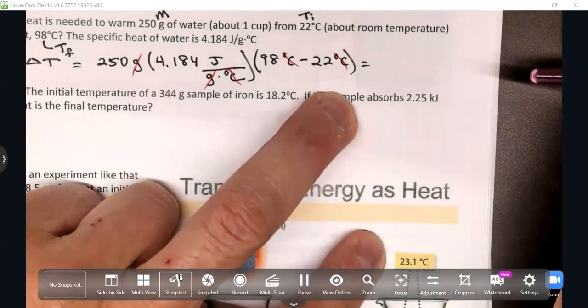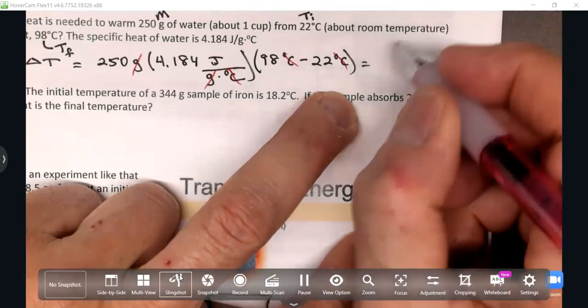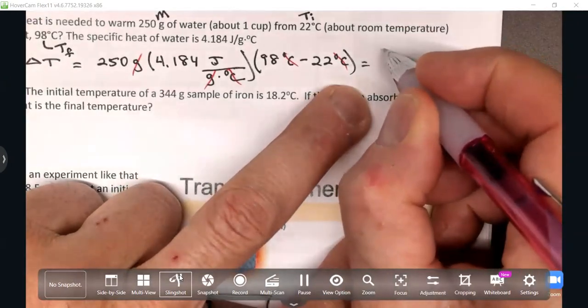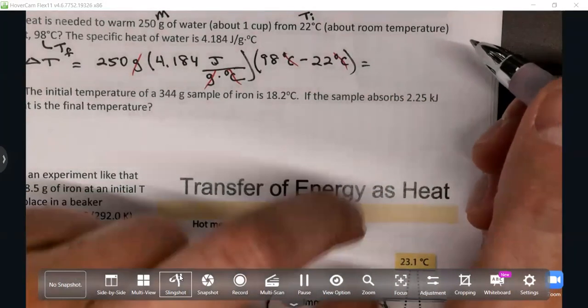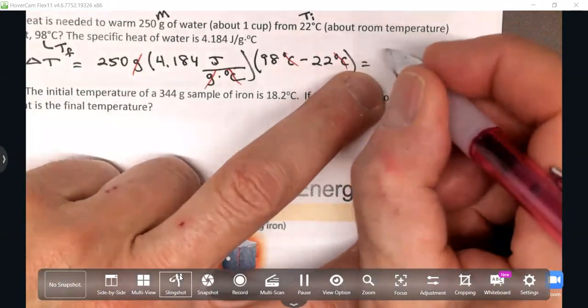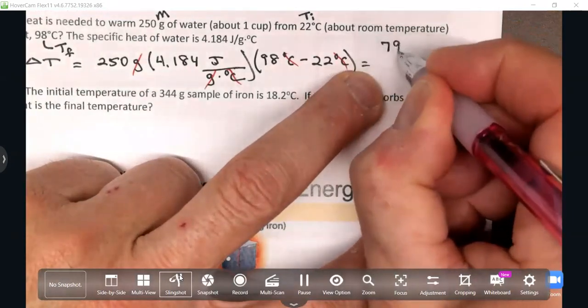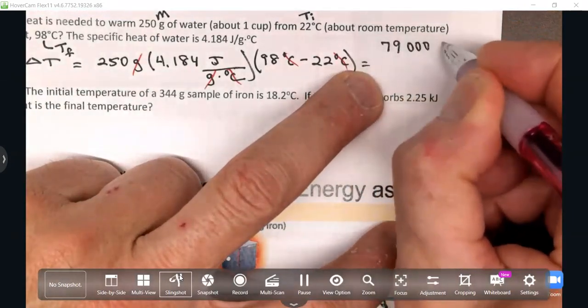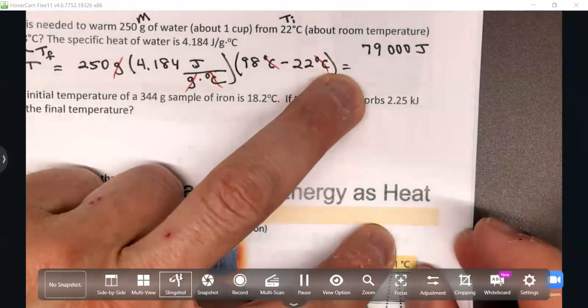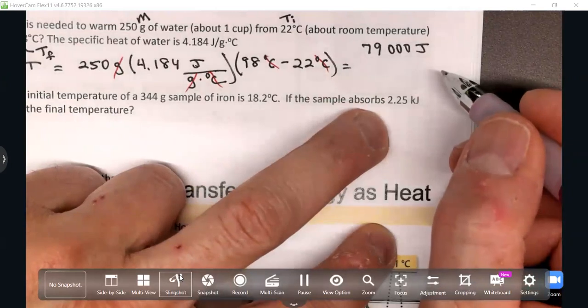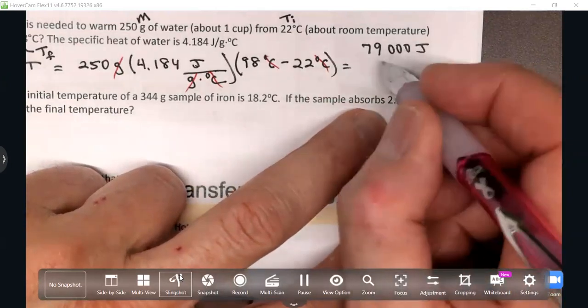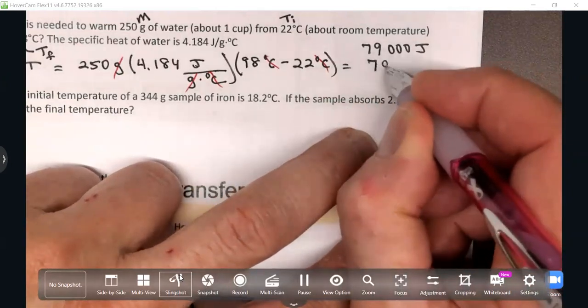What do we really got? Two sig figs, I guess. What do we get? Who's got? What do you got? 79,000. All right, so 79,000 joules. If you're going with 2 sig figs, is that 2 sig figs, right? Yeah, 79,000. You can report that as 79 kilojoules.